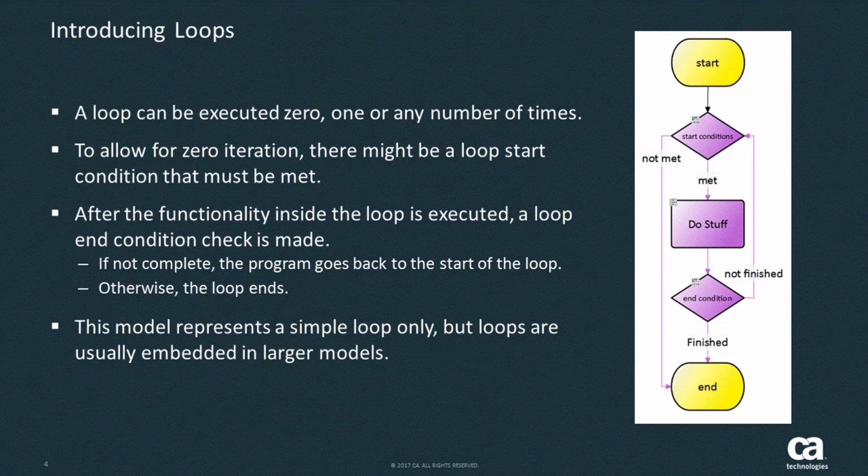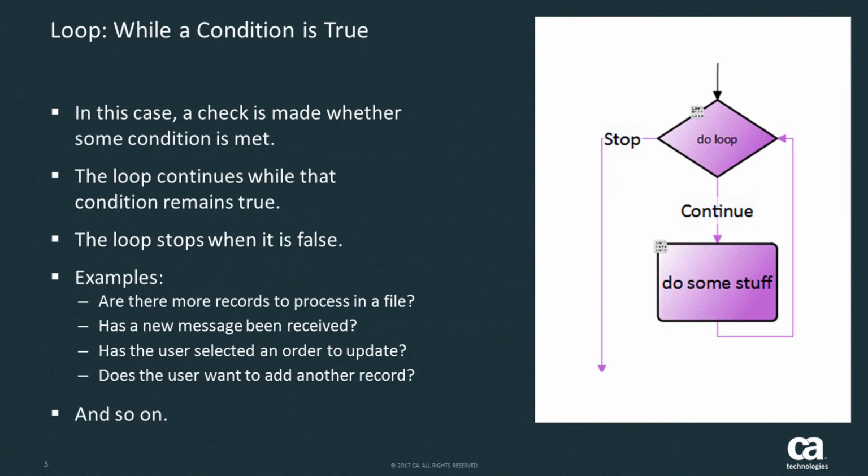Now, the other thing to say is what I've shown on the right is a very simple model, just with 3 elements. But obviously loops tend to be part of much bigger models. So if there's a kind of an entry condition for the loop, before you get into the processing of some data inside the loop, there's a check. And the check might be something like, are there more records to process in this file? Has a new message been received? Has the user selected an order to update? Does the user want to add another record, another item on their purchase order? And so on.